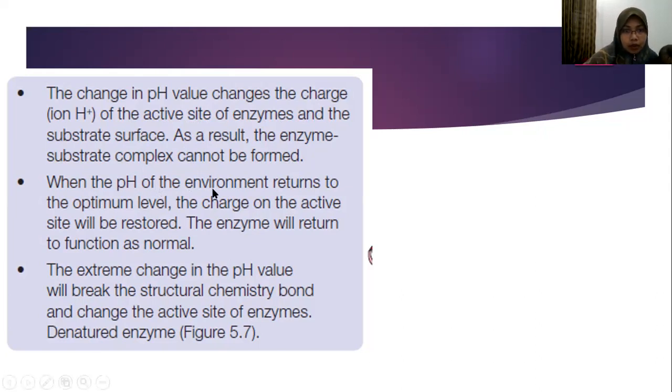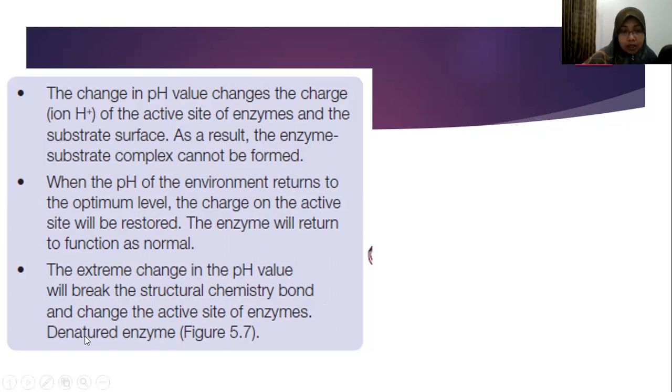When the pH of the environment returns to the optimum level, the charge on the active site will be restored, so the enzyme will return to function as normal. If the pH comes to optimum again, the charges are restored and the active site comes back to its normal condition. But if the change of pH is too extreme, it will break the chemical bonds in the structure and change the active site of the enzyme, so the enzyme can denature.